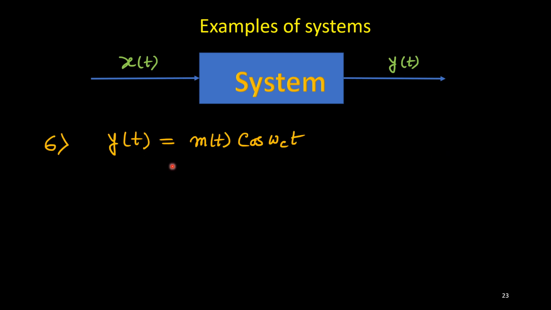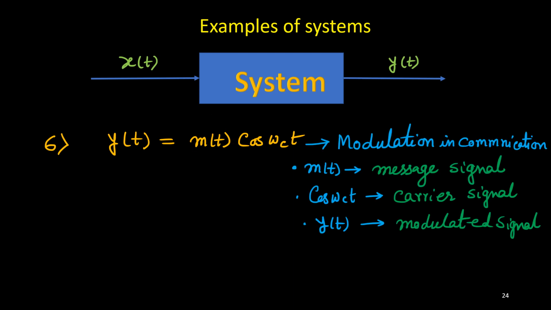Next, y(t) = m(t) cos(ω_c t). So what is this? Here m(t) is the input signal. This is called modulation in communication systems. m(t) is the message signal, the input signal. cos(ω_c t) is your carrier signal, and y(t) is called the modulated signal. This kind of modulation is called DSB-SC, double sideband suppressed carrier modulation. Okay, one type of modulation, right?